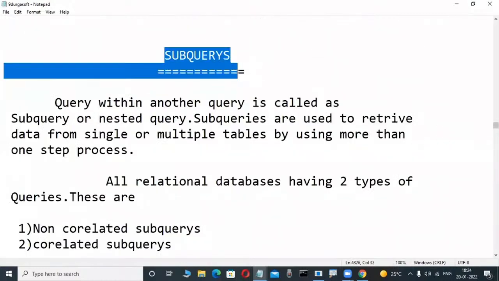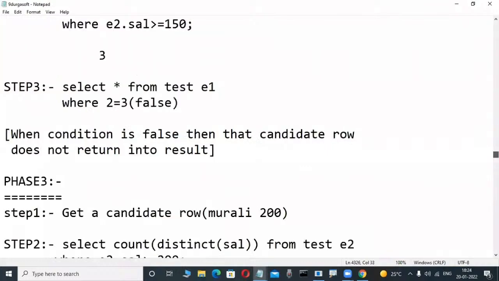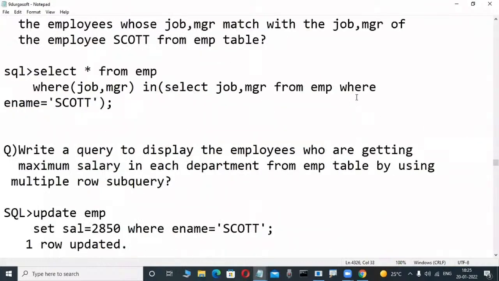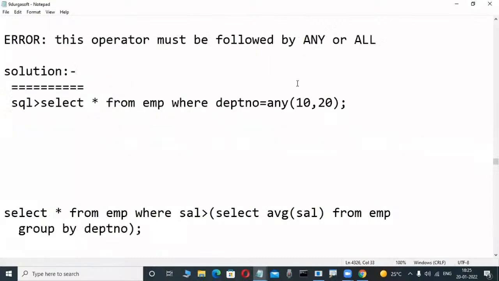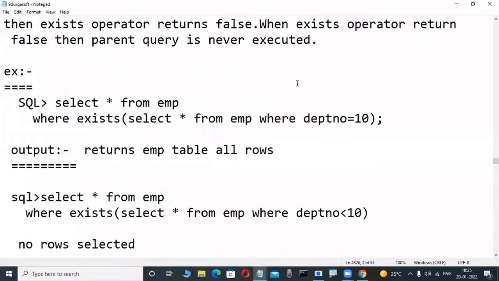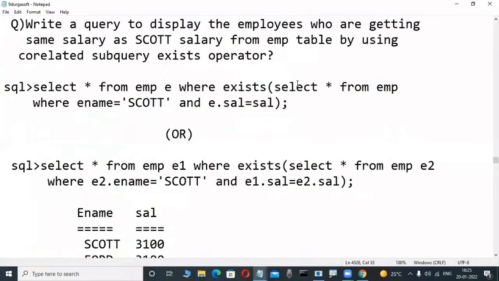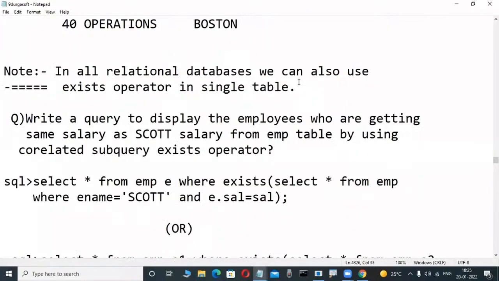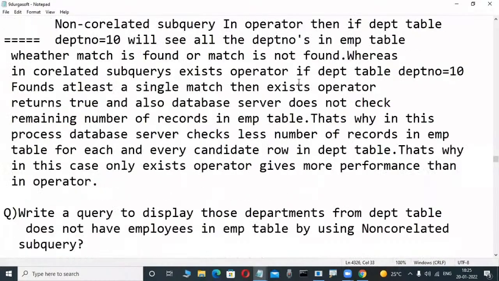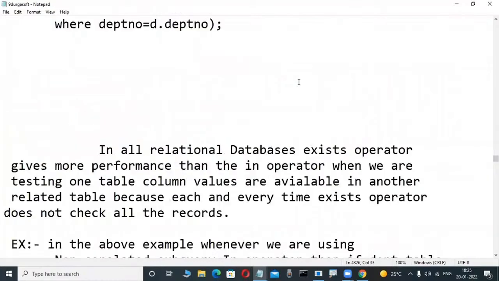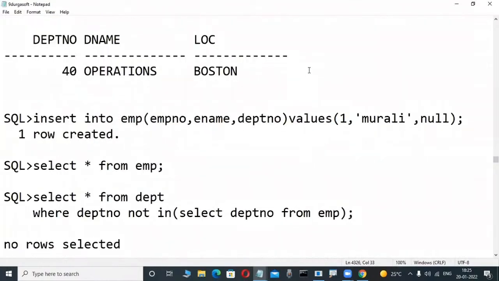In this chapter we learn about interview questions. Suppose you are attending an interview: display the nth highest salary employee, the second highest salary employee, delete duplicate rows. These types of things are there. We learn all of those in our course, and these are things we are familiar with.